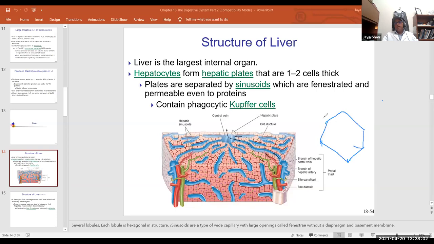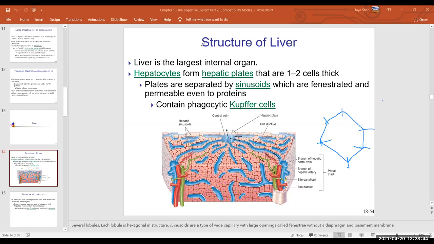So we have 1, 2, 3, 4, 5, 6 angles and six sides in each lobule. From each angle, you see, these structures enter and exit the liver. So what is entering? A branch of the hepatic portal vein. Where does this branch of the hepatic portal vein come from? Come on, where did this come from?